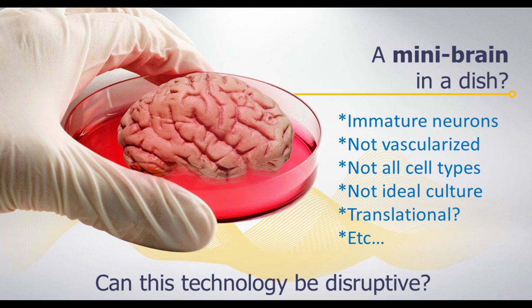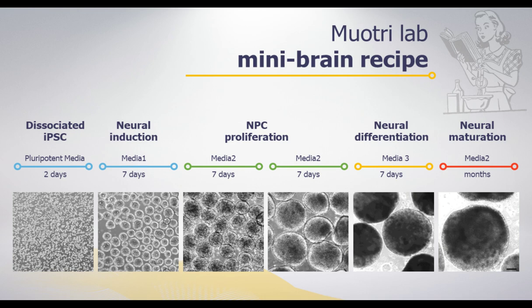And finally, I think one of the biggest questions about this model, as well as any other in vitro model, is the translatability, or the capacity to learn something from the human brain by just studying those neurons in a dish. So with all these limitations, we ask, can this technology be disruptive, or is it just incremental from what we previously had with the 2D monolayer cultures with these iPSCs?